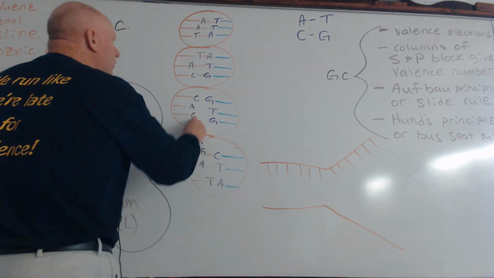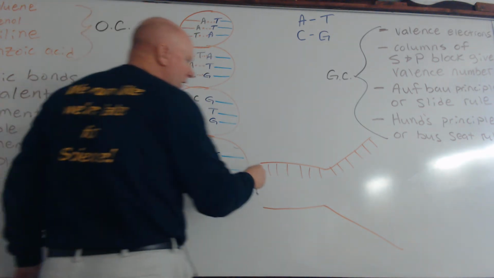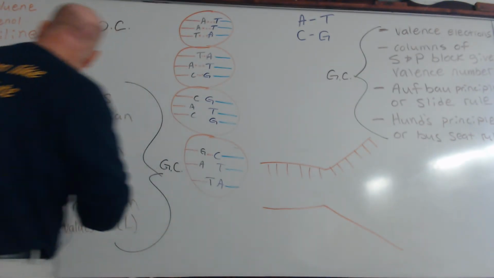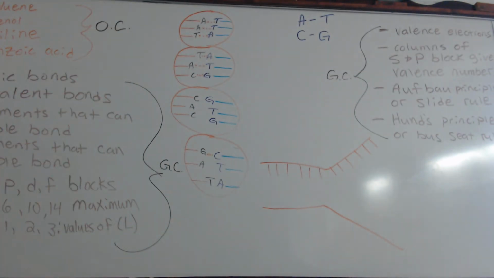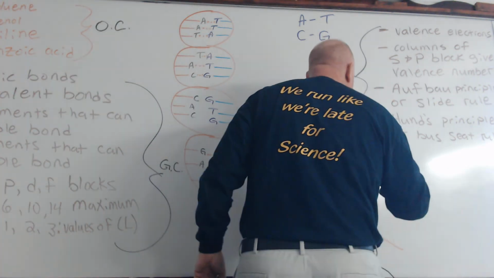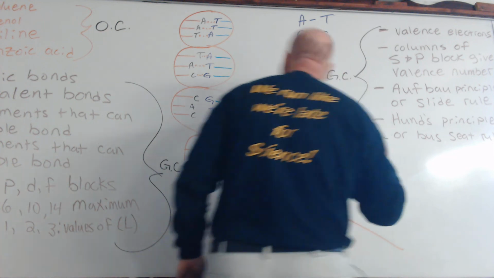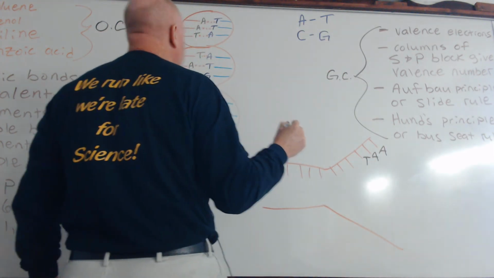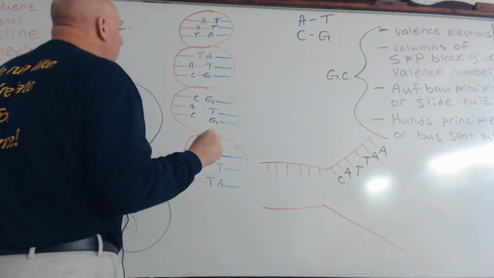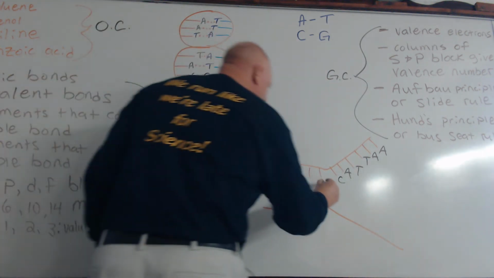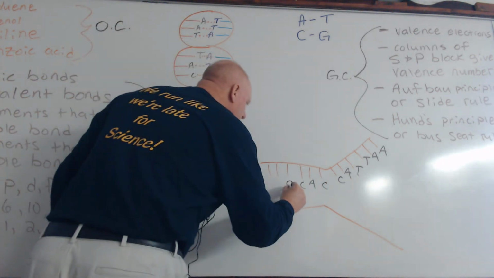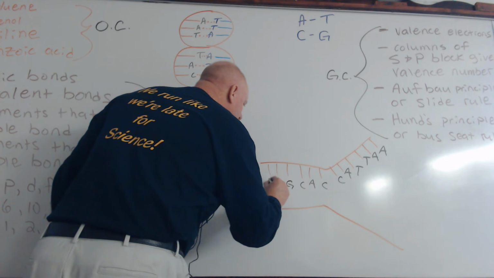Let's see here. 1, 2, 3, 4. So we should have 12. 3, 6, 9, 12. Okay, we're good there. So now what we're going to do is we've got AAT. And then we've got TAC. Okay. CAC. And then GAT. Okay.